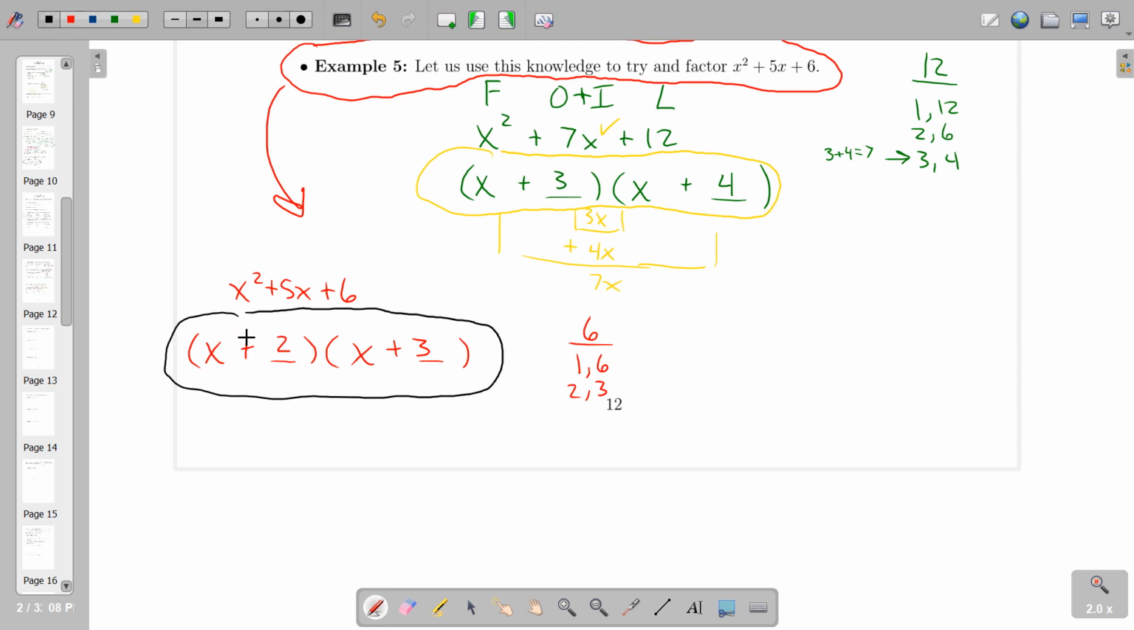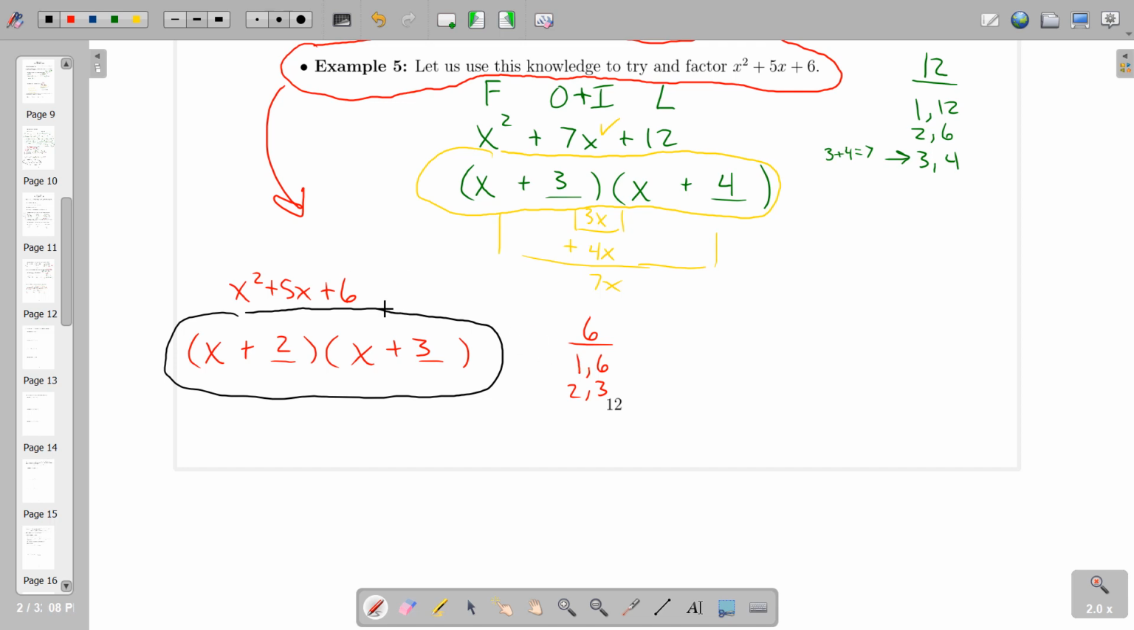Now it's important to note here, not all trinomials like this, trinomial meaning 3 terms, not all of them can be factored. There'll be plenty of times where it just won't be possible, right? So that's okay too. But if they can factor, this is how you're going to find it.